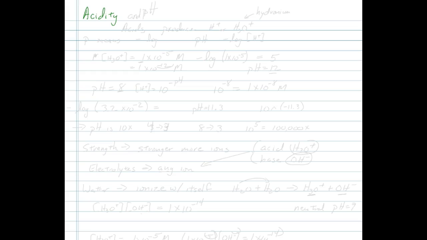Acidity and pH. What we're going to do is calculate pH. Acids produce H plus or H3O plus ions, one or the other. It's the same thing. Hydronium is what we usually go with there. Hydronium ion is more correct.